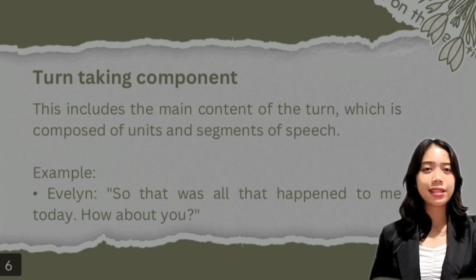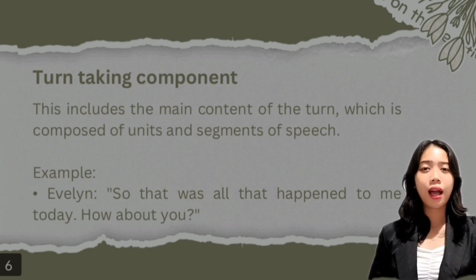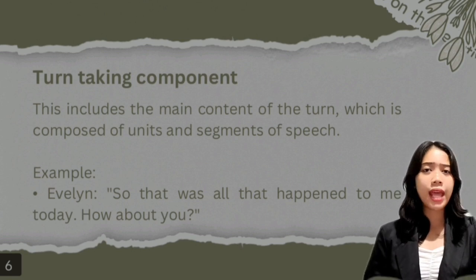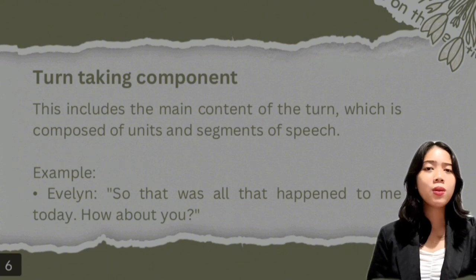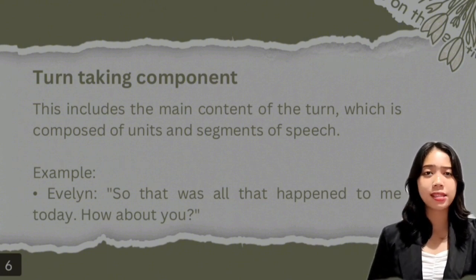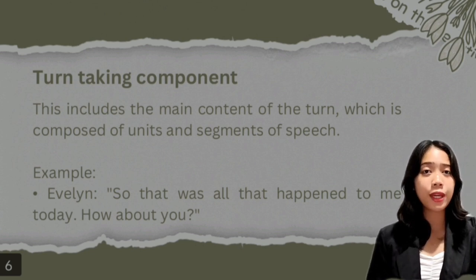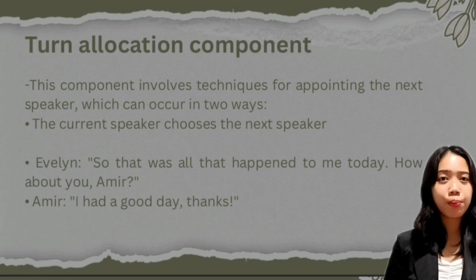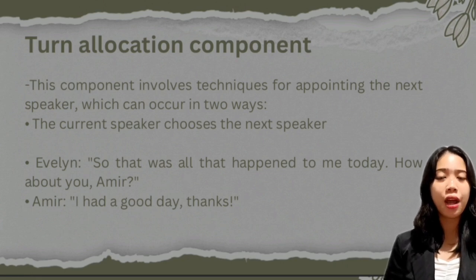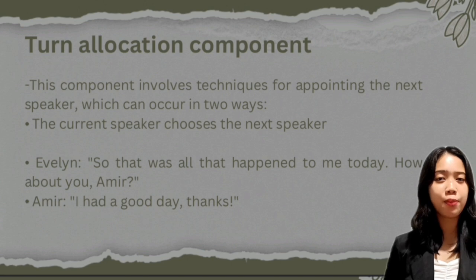For the first example of the first component, let's take Evelyn. Evelyn said, "So that was all that happened to me today. How about you?" Evelyn reaches a transition relevance point by asking, "How about you?" suggesting an exchange of speaker. Okay, the second component is the turn allocation component. This component involves techniques for appointing the next speaker, which can occur in two ways. First is the current speaker chooses the next speaker.